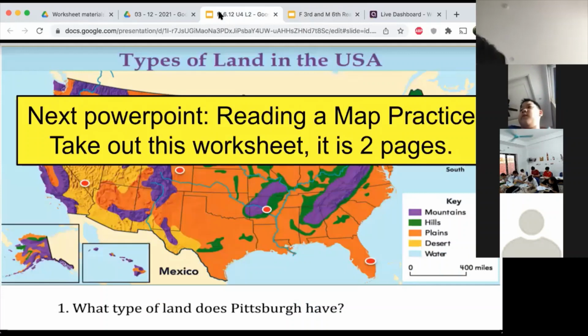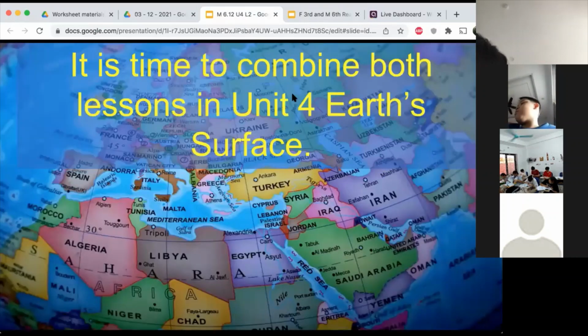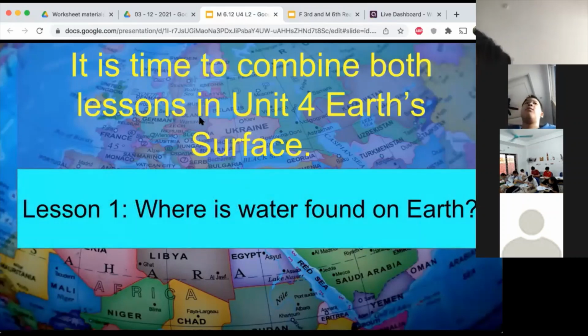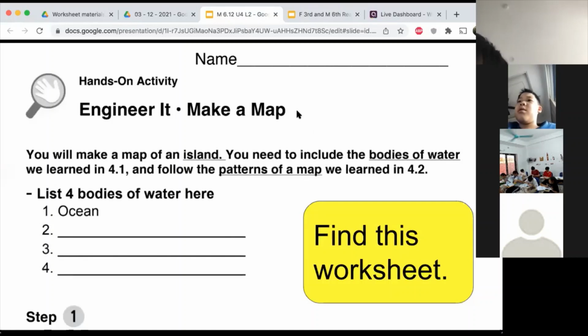Okay, everyone. So we are going to do the quiz, but I will go over your homework first. For your homework, we will combine the 2 lessons in Unit 4. Lesson 1 is where is water found? Lesson 2 is how can we map land and water? So go ahead and take out this worksheet, everybody.